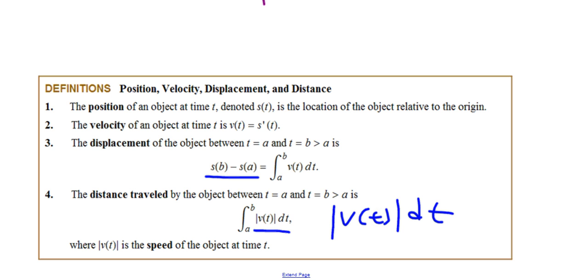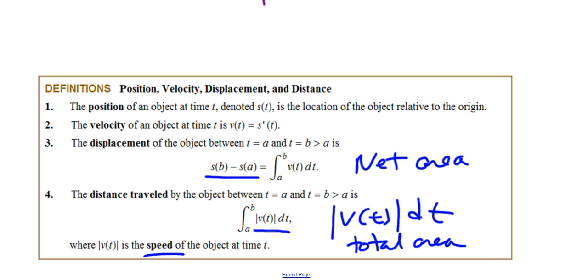This is just the area. This is net area. And taking the absolute value will give us a total area. And where the absolute value of the velocity is, remember, speed. Velocity gives us magnitude and direction, and speed is just a magnitude, no direction.